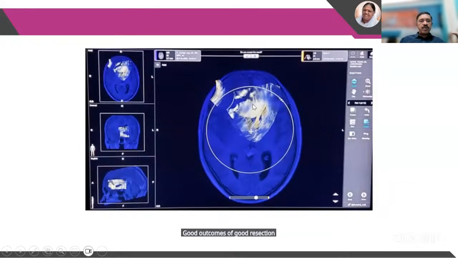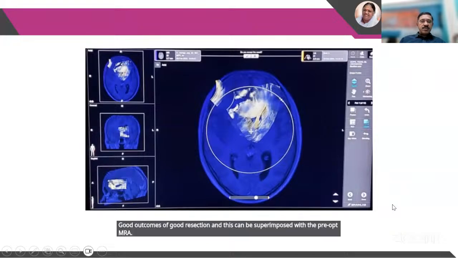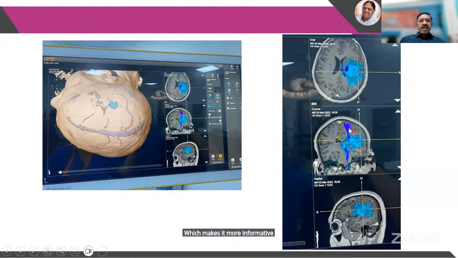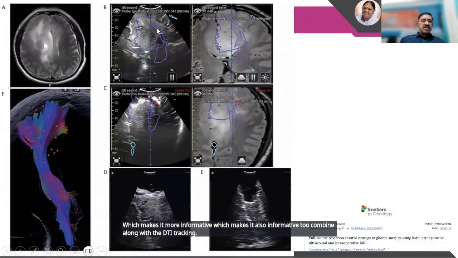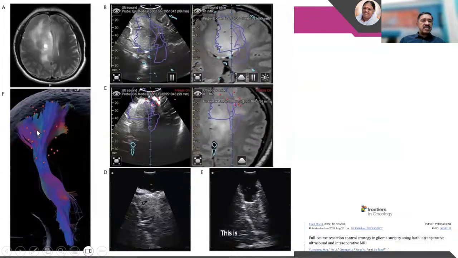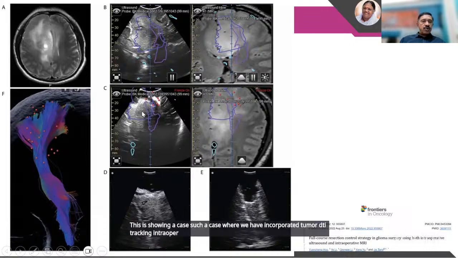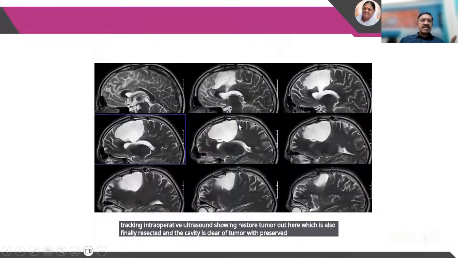And this can be superimposed with the pre-op MRI, which makes it more informative, and it is also informative to combine it along with the DTI tracking. So this is showing such a case where we have incorporated tumor, DTI tracking, intraoperative ultrasound showing residual tumor out here, which is also finally resected, and the cavity is clear of tumor with preserved DTI represented tracts.